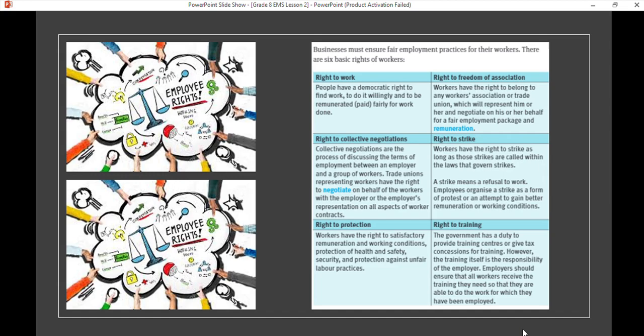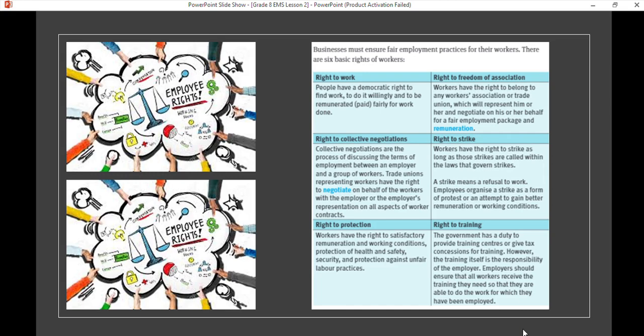Okay, right to protection. Workers have the right to satisfactory remuneration and working conditions, the protection of health and safety and security, and protection against unfair labor practices. So it's not just a physical protection in the working conditions. It's a protection of their wages and remuneration, and a protection of their health, safety, and against unfair labor practices.